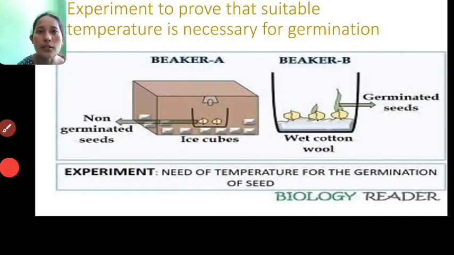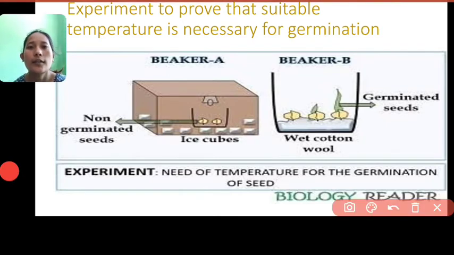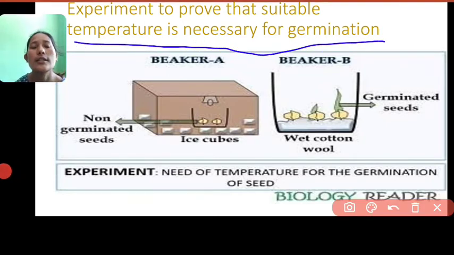Now the next experiment is to prove that temperature is necessary for germination. Like I told you, an optimum temperature of 25 degrees Celsius to 35 degrees Celsius is very much necessary for germination to take place. Now let us look at the experimental setup. In this case also you take two beakers, beaker A and beaker B. You take wet cotton in both the beakers, and then you place a dry seed in both.